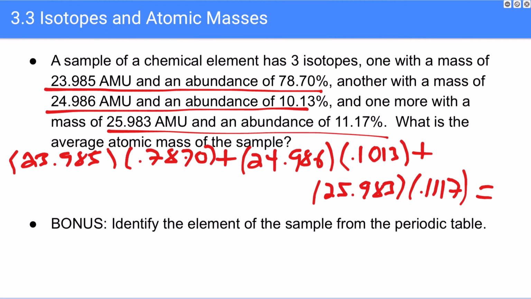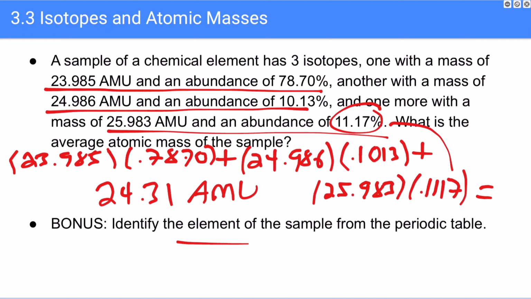My mistake, I did realize that this should be 0.1117, but what I end up with is an average atomic mass of 24.31 AMU. And it asks us to identify the element from the sample based off of the periodic table. So go and take a look at the average atomic mass. You're going to find that that is closest to that of magnesium. All right. So again, take your time. It's not that difficult to do. Just make sure that you read the question very carefully, identify the information, the problem that you have, and take some time and solve for it.